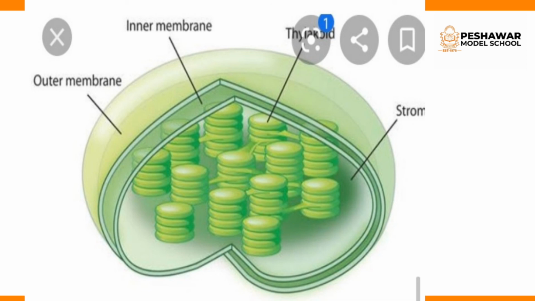So plastids have three types: the chromoplast, the chloroplast, and the leucoplast, and they are present only in the plant cell. They play an important role in giving different colors because they have the pigments. They give colors to the flowers as well, the root as well, and the leaf as well.